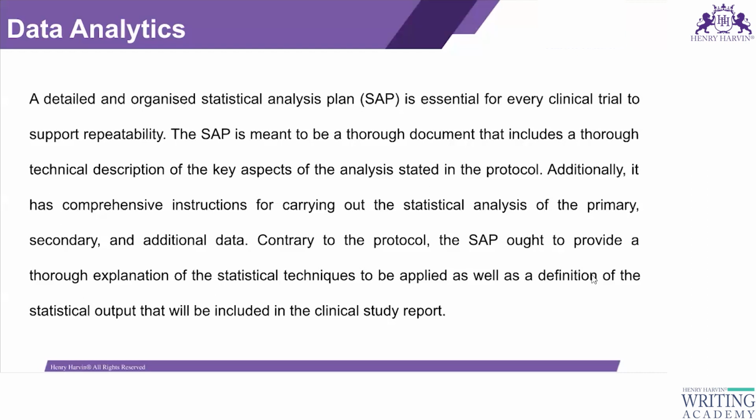Additionally, it has comprehensive instructions for carrying out the statistical analysis of the primary, secondary, and additional data. So whatever data we have got from the statistical analysis, that is the primary data, secondary data, and additional data, all of it is explained in the statistical analysis plan: how that data will be analyzed, how it will be handled, and how missing information will be handled. Contrary to the protocol, the SAP ought to provide a thorough explanation of the statistical technique to be applied, as well as a definition of the statistical output that will be included in the clinical study report.